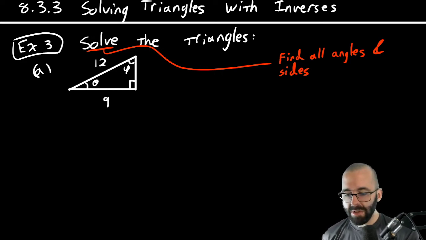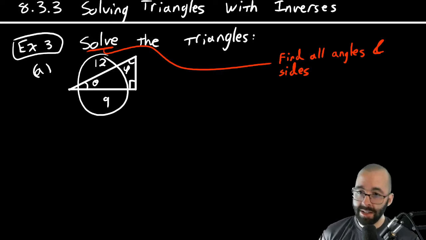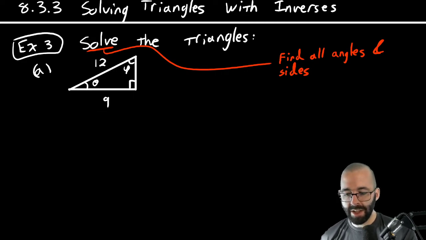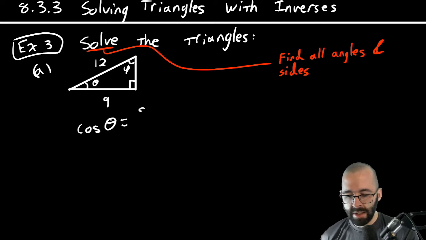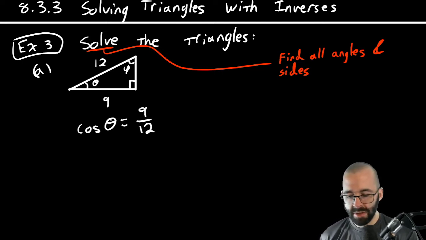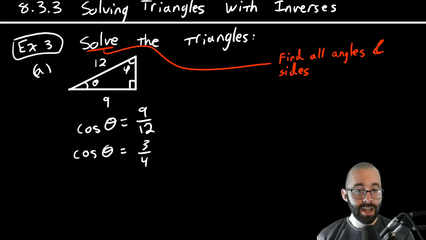So how do I find a trig function that relates these three things together? Well, it's the adjacent and the hypotenuse, SOHCAHTOA. That's a cosine. So cosine of theta is equal to 9 over 12. So cosine of theta reduces to 3/4. So what is theta? I don't know.